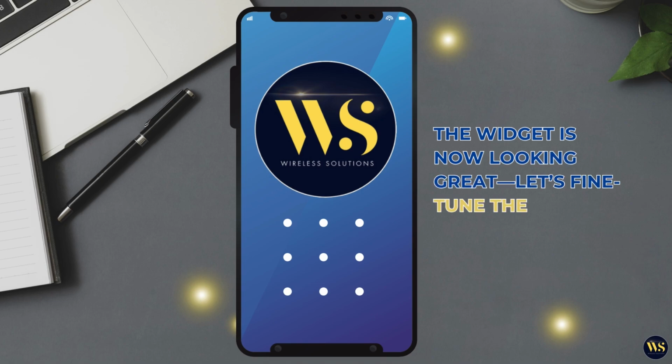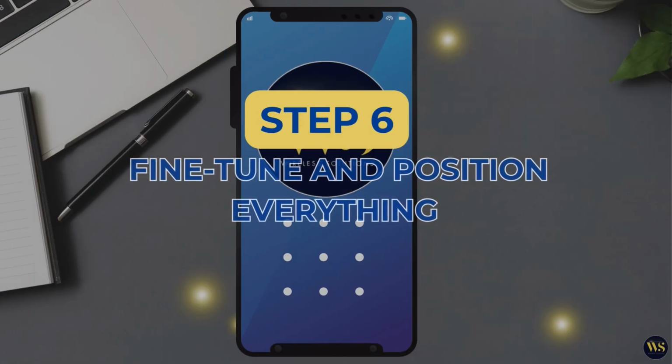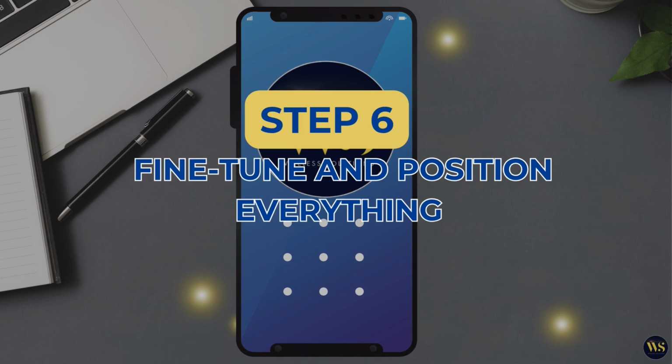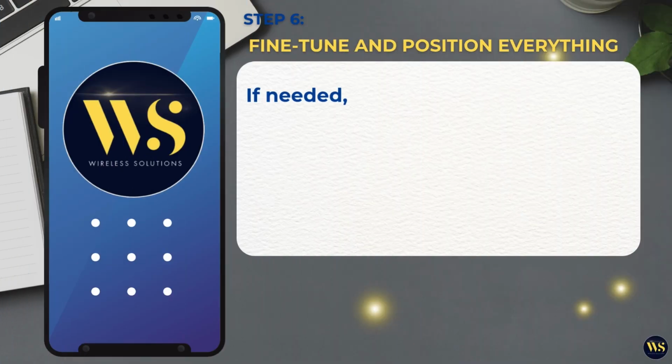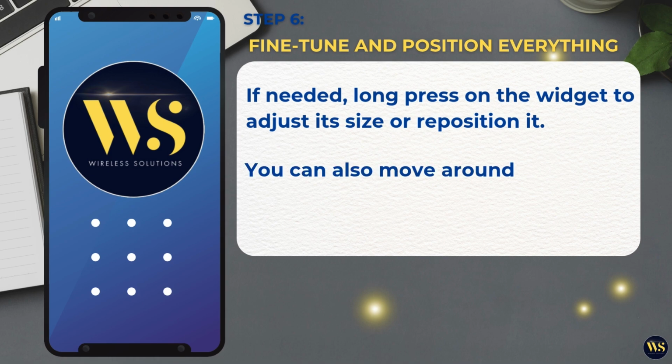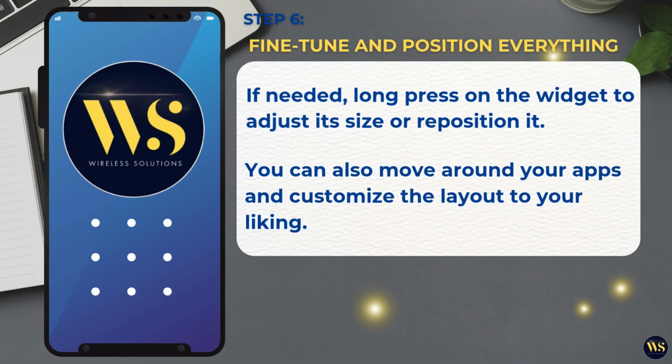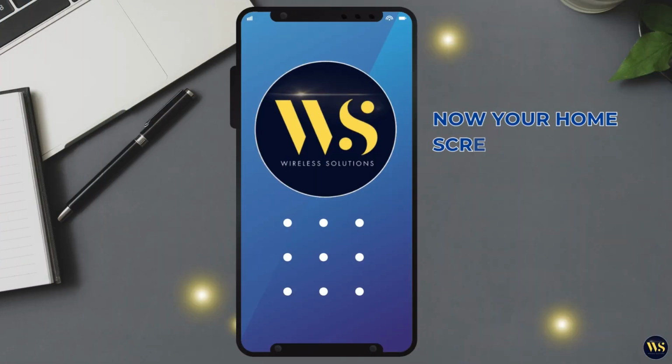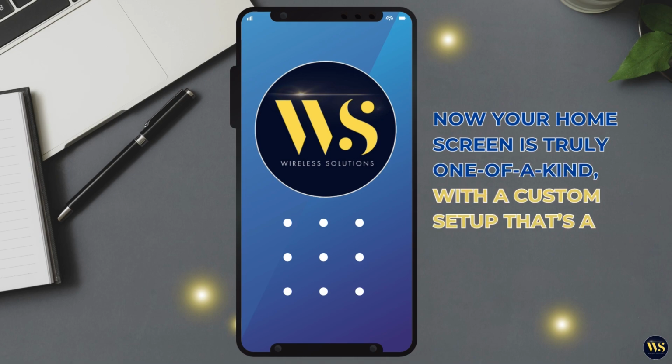Let's fine-tune the placement. Step number 6. Fine-tune and position everything. We are almost there. Let's make sure everything is perfectly arranged. If needed, long press on the widget to adjust its sizes or reposition it. You can also move around your apps and customize the layout to your liking. Now your home screen is truly one of a kind, with a custom setup that is all your own.